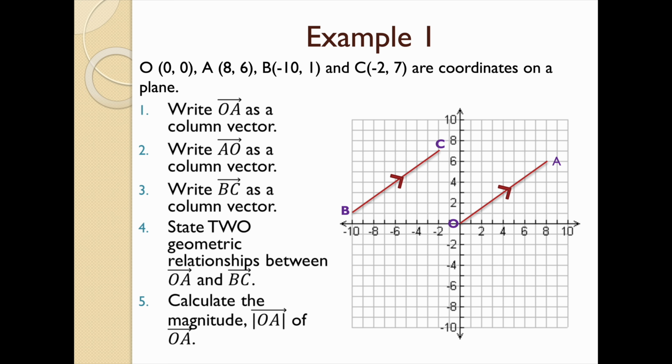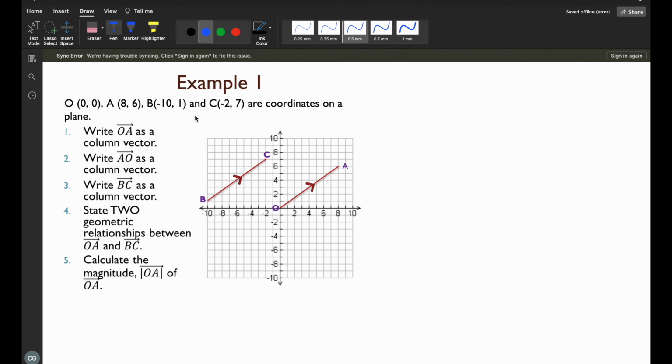Alright, so we're putting into practice everything that we did so far. We'll do this here together so you can see how it's done. It says write OA as a column vector. So how do you think we could go about writing that as a column vector?